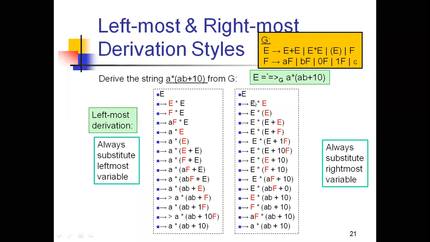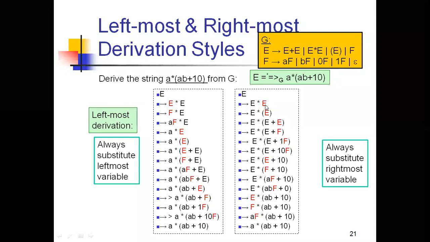See, initially here also I take the rule E tends to E star E because I need to get a star in between these two, right? So in the leftmost derivation, I substitute in this leftmost variable, and in the rightmost derivation, I'm substituting in this right variable. In this right variable, I'm starting from right to left. But in leftmost derivation, I started from left to right. I think it is clear to you all.